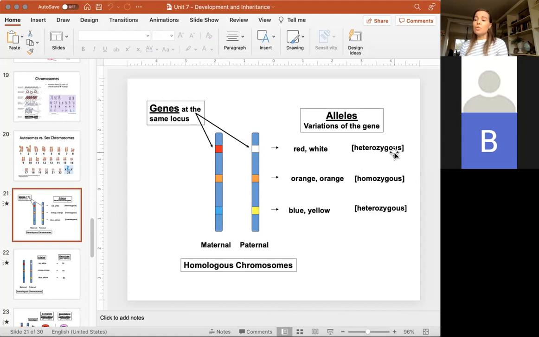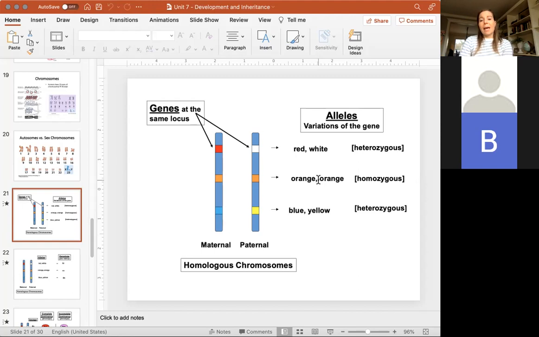Okay. The term genotype refers to all the alleles that an individual has. So if you're asking what someone's genotype is, you would have to say what alleles they have. You could say they have a red allele and a white allele for gene number 1. And for the second gene here, they have an orange allele and a second orange allele. So just describing what alleles they have. The phenotype is the term for the observable physical characteristics that an individual has due to the alleles.